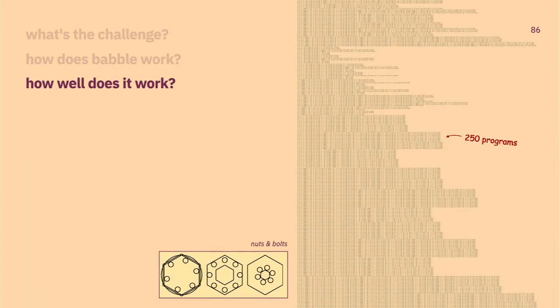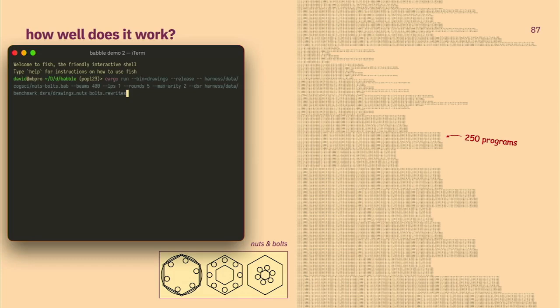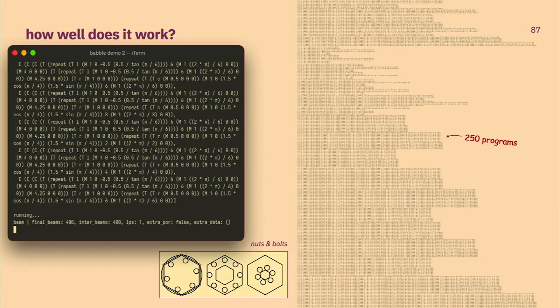So how well does this work in practice? Well, on the right here, I have listed an input file containing 250 different programs. And while I explain what's going on here, I'm going to let Babble run in the background.